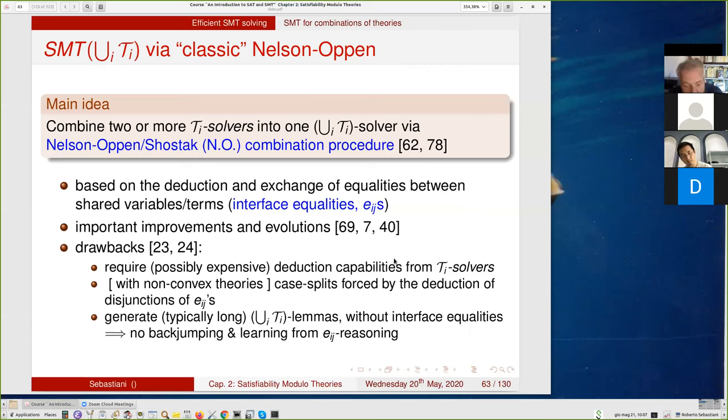When you have non-convex theories, case splits are forced by the deduction of disjunctions. So you have to handle case splits inside the theory solver, which are typically not good at doing that. This typically generates very long lemmas without interface equalities, which means you cannot share the lemmas from one deduction to a similar deduction in the next branch. So you have not much advantage of backjumping and learning in AI reasoning. So what's the problem with that solver? It was not conceived for SMT. It was conceived simply as a combination of decision procedures for the conjunctive fragment of theories.